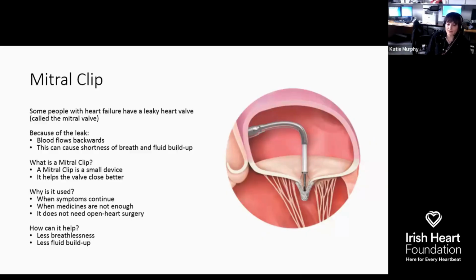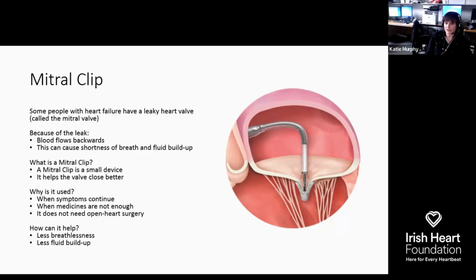Now, therapies for your heart that are done through the leg or through the arm are becoming much more common and much more widely available. And specifically for heart failure, on the left side of the heart, the mitral valve is in between the atrium and the ventricle. And if your heart becomes enlarged, then that valve can start to leak.